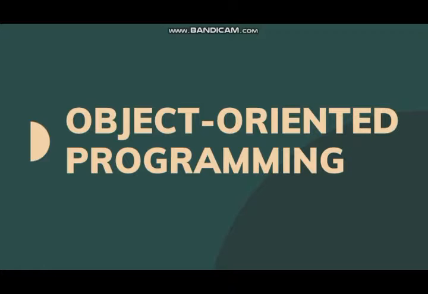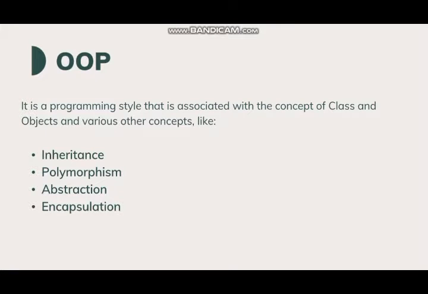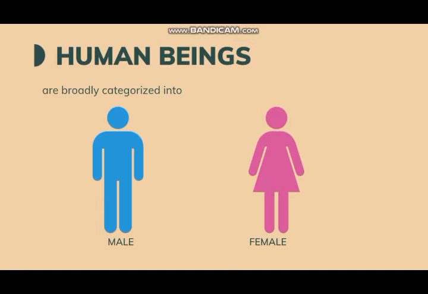So now let's define object-oriented programming. OOP is a programming style that is associated with the concept of class and objects and various other concepts like inheritance, polymorphism, abstraction, and encapsulation. So let's take a simple example to understand these concepts.